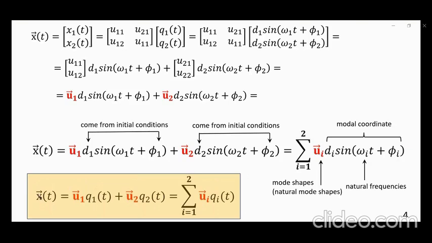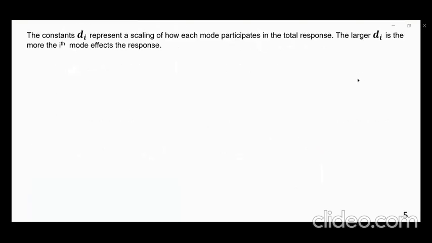The total response is made of two pieces. In this case, this is a 2 degree of freedom system, made of two pieces. Mode shape times Q1. Now Q1 is called modal coordinate, and it depends obviously on the D1, omega 1, and phi1, and the same thing down here. This is for mode 2. That's why this is called the modal summation or mode summation method.